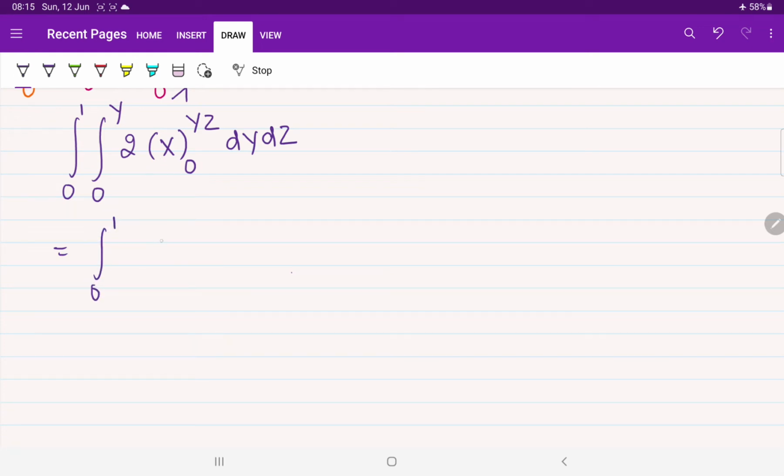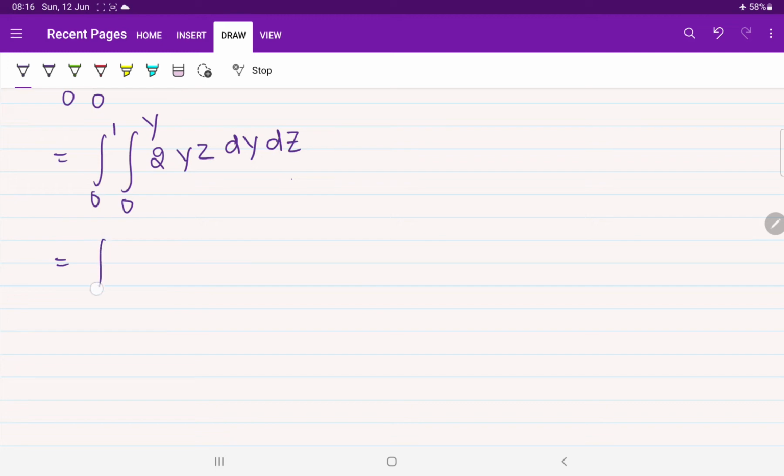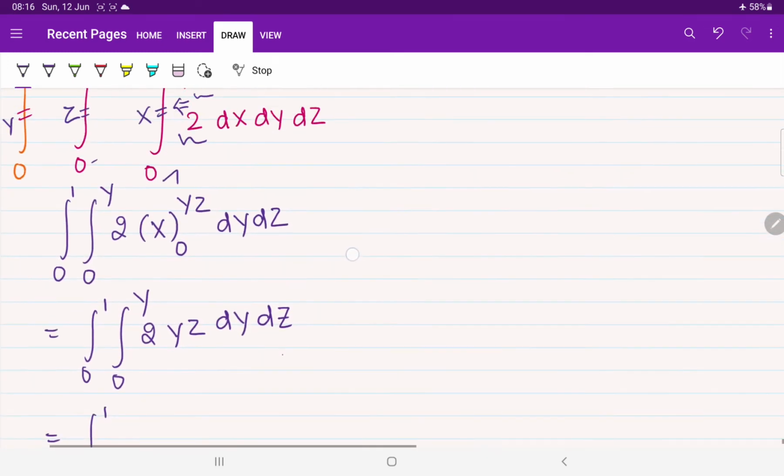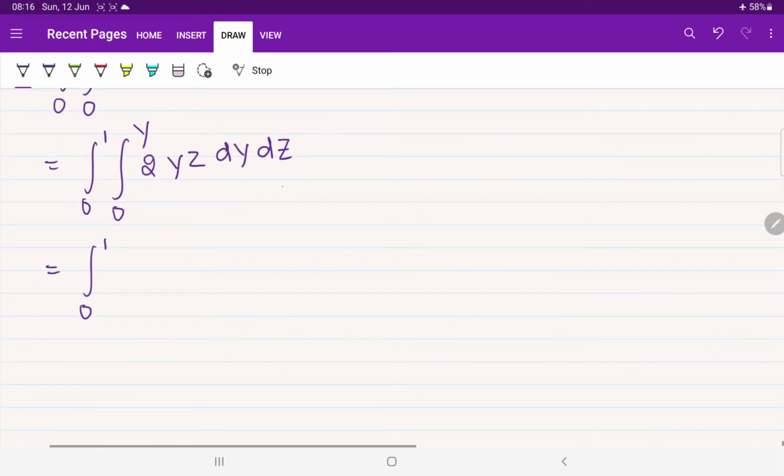If I substitute the upper limit, it becomes 2yz. The lower limit is going to be 0, so I am ignoring that. Still we have to complete our integration with respect to y as well as z. Let us complete it with respect to z first, because first we integrated with respect to x, and after that we integrate with respect to z. Integration with respect to z: 2y is constant, so z becomes z square by 2, and then we substitute the limits 0 to y.